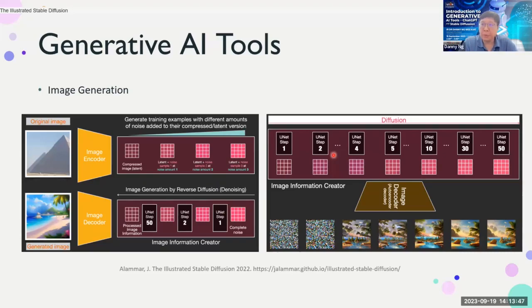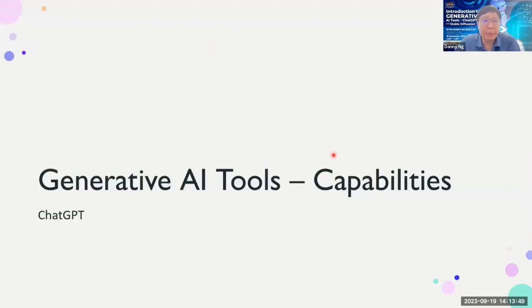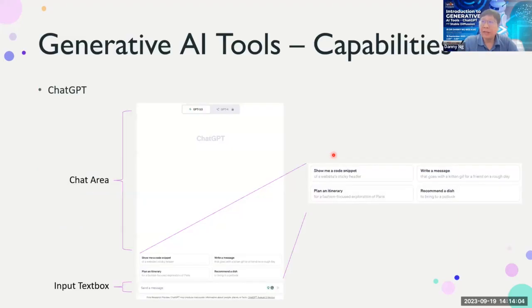Now the focus today will be more on the capabilities. The first one is on ChatGPT itself. A lot of people here might have used it before. If you have created an account and you log in, you will see an interface like this. You have a chat area, an example prompt that you can click on, and an input text box on the bottom.